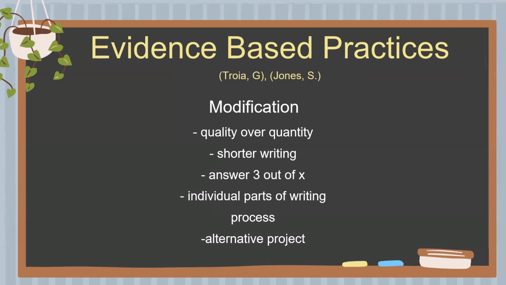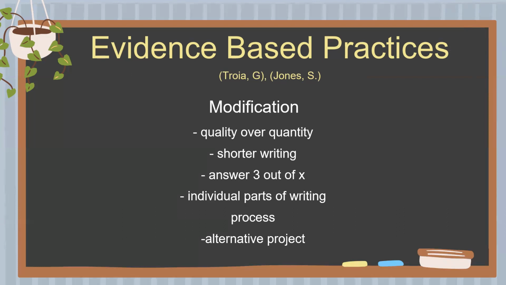Continuing on, some modifications and accommodations that can be made. Quality over quantity. Make sure you emphasize to your students that you are looking for quality of content over the quantity of writing. So instead of 3 pages worth of writing that doesn't really get to the content, instead allow them to only write a paragraph or 2 if they can get all of their thoughts onto the paper within that.